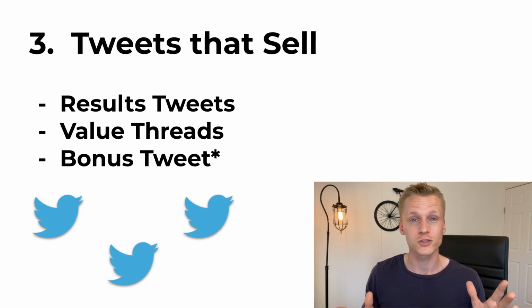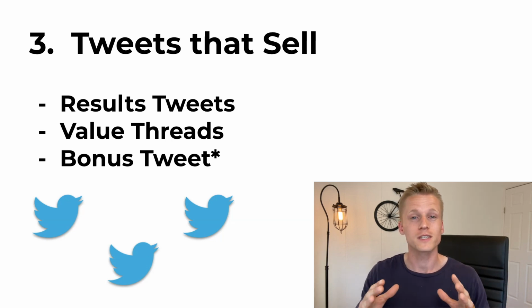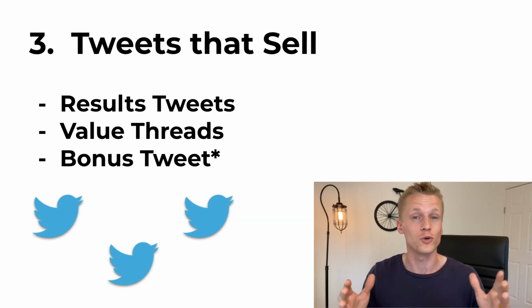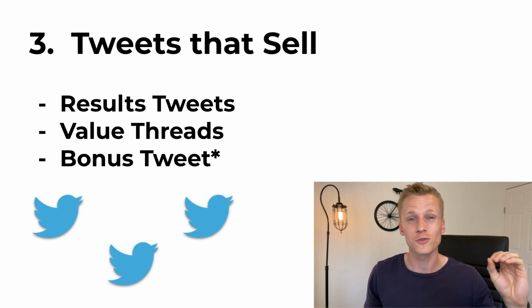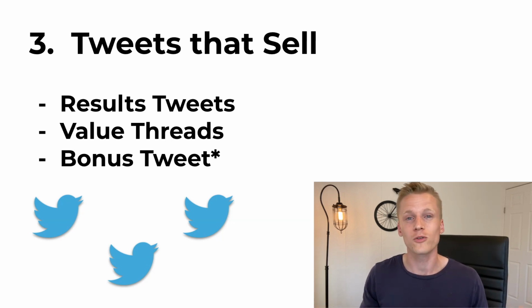#1 is a results tweet. This kind of tweet gives some kind of measurement of your results with a product. So say that you bought a Twitter course and then you were able to learn from that Twitter course and grow your following to say 500 followers, well then that would be results. And so the tweet would say something along the lines of, I grew my account from 0 to 500 followers in a matter of weeks. Let me show you how, learn here, and then you drop your affiliate link to that product.